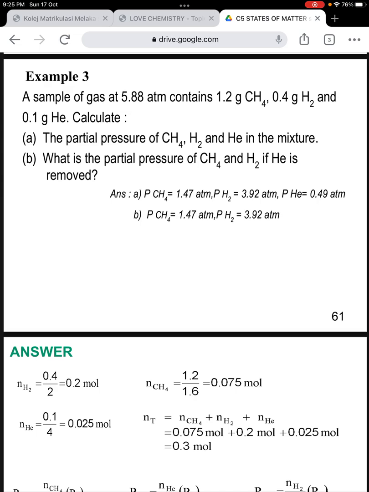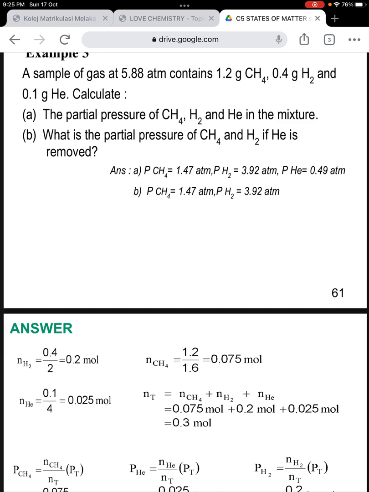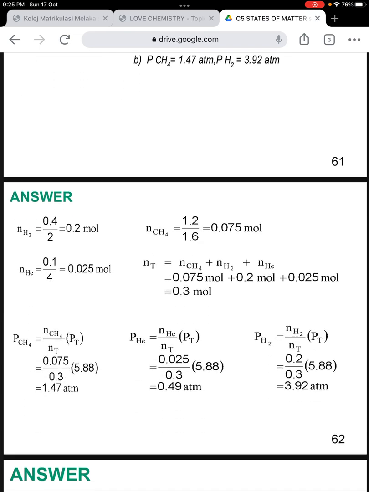Then we can add all the individual moles to get the total mole 0.3. And then using Dalton's law of partial pressure, which I explained in my previous example, PA equals XA PT. We use the same formula. So we find for CH4, the mole of CH4 we already calculated as 0.075. Total mole we also have calculated, 0.3 mole.